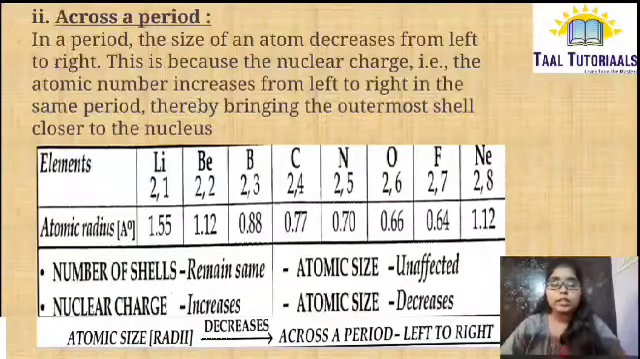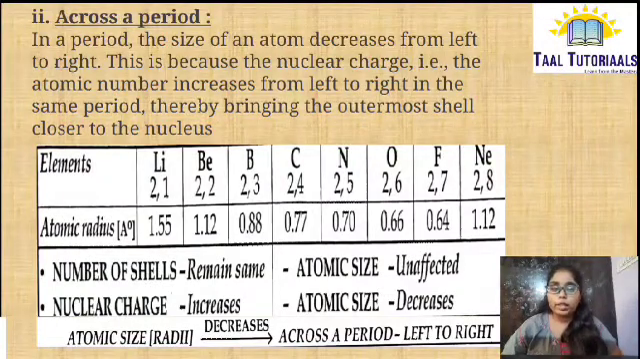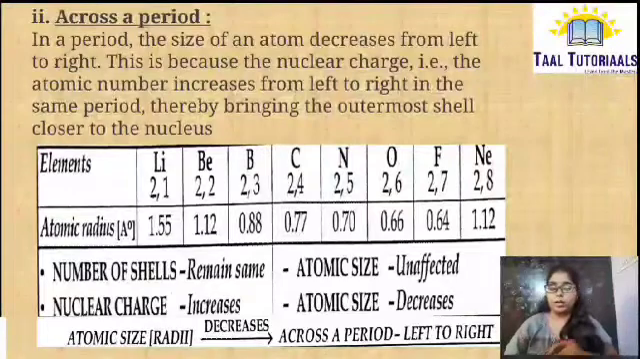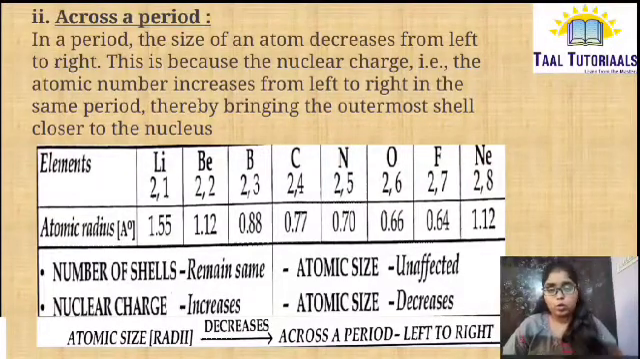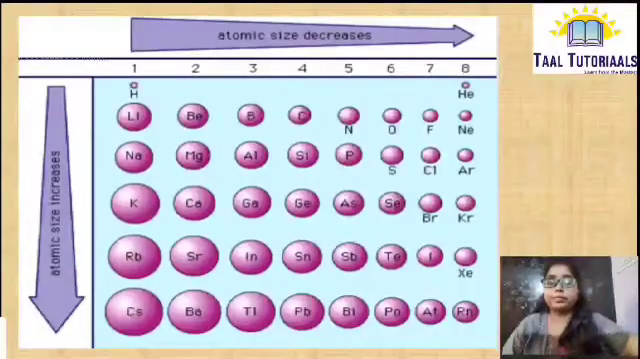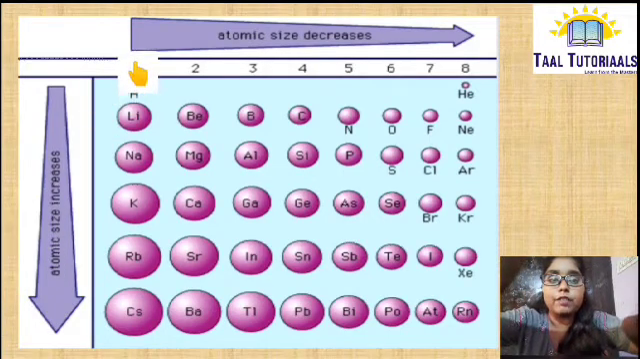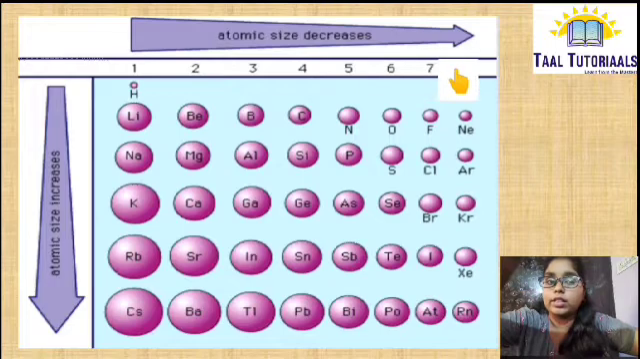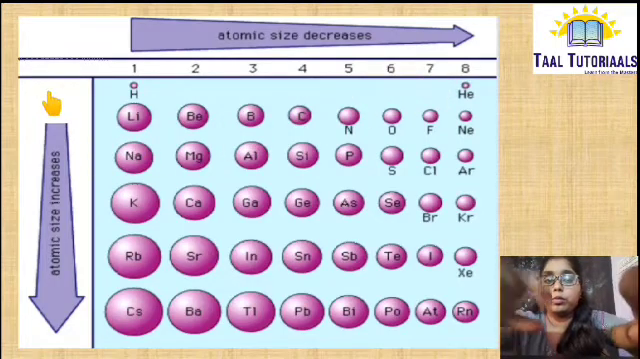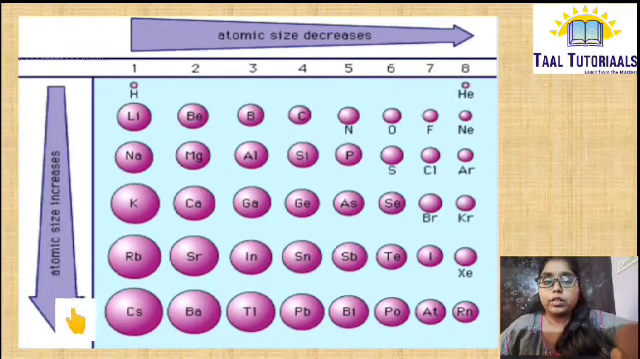In this table you can see the number of shells remains the same and atomic size is unaffected by it. When nuclear charge increases, there is a decrease in the atomic size across a period, that is from left to right. Next, in this picture you can see when you move from left to right, there is an atomic size decrease, and when you move from top to bottom, there is an atomic size increase.